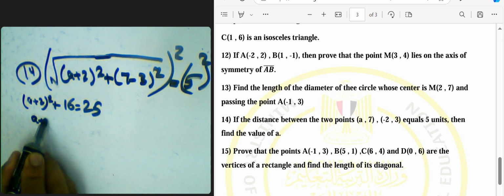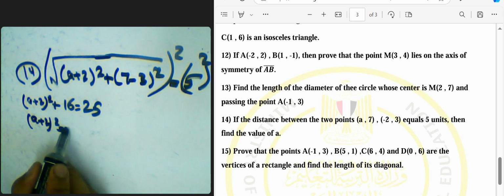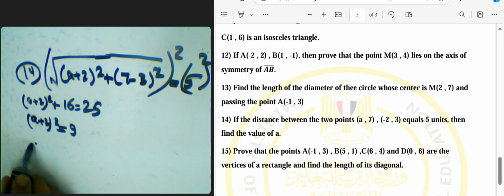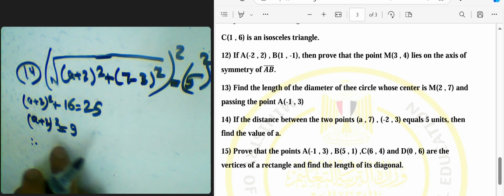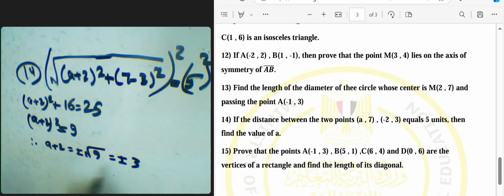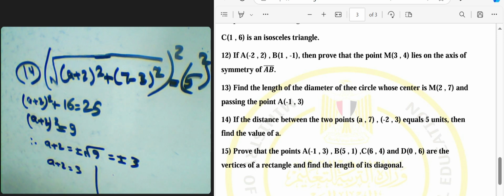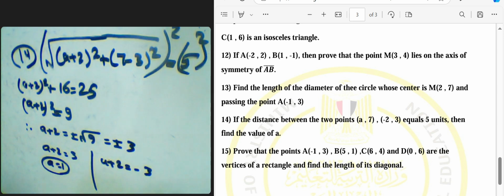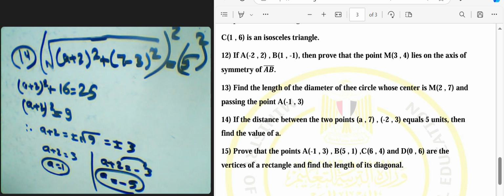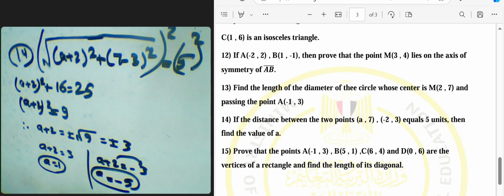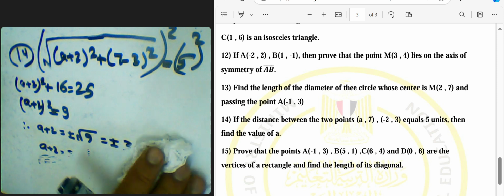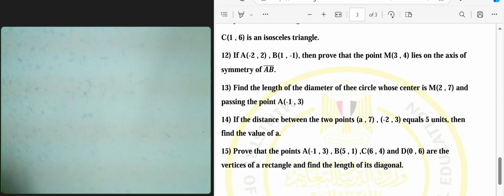And then we have (A plus 2) power 2 equals 25 minus 16, it will be 9. And then you can cancel this power by putting a square root on the left hand side and right hand side. Then the value of A plus 2 will be positive or negative square root of 9, positive or negative 3. Then A plus 2 will be equal to 3, or A plus 2 will be equal to negative 3. So the value of A here equals 1, and here the value of A will be negative 5. Move the 2 from left hand side to right hand side and change the sign. Negative 2 and negative 3 will be negative 5. It was question 14.